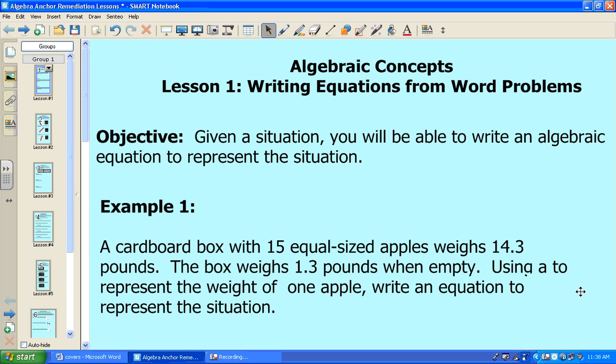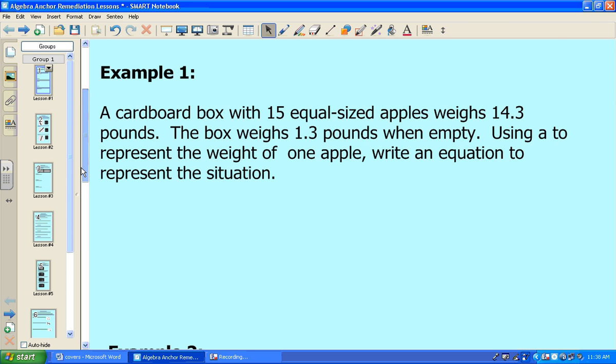Okay, this anchor is algebraic concepts. There's going to be 7 lessons. The first lesson is writing equations from word problems. The objective is you're going to be given a situation and you will be able to write an algebraic equation to represent the situation to 100% accuracy.